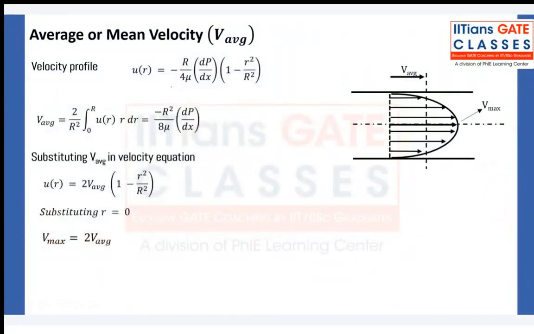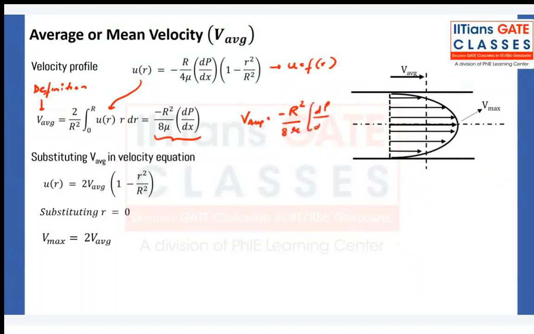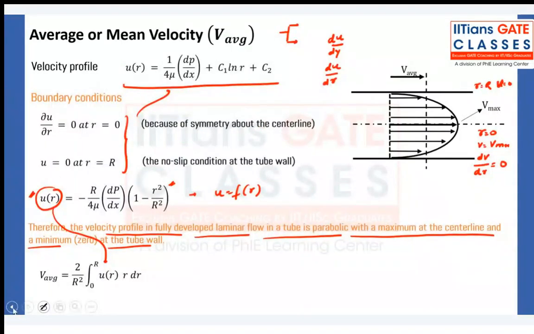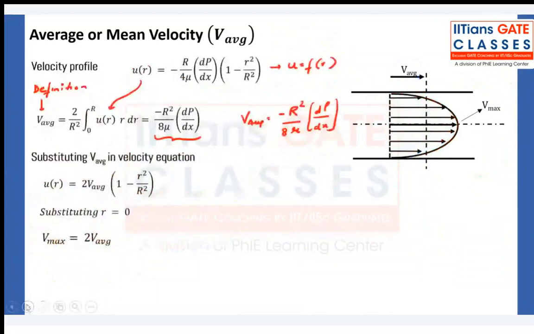This is my velocity profile, u as a function of r, and this is my definition of V average. Now I am going to substitute this here, and when I integrate this, I will find V average is equal to minus R square by 8 mu dp by dx.